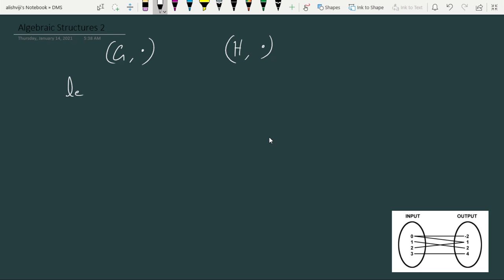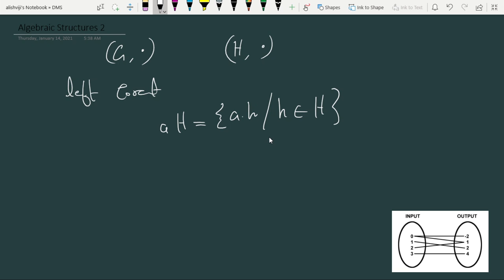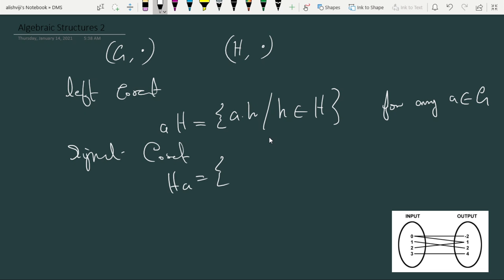Now we define the left coset of H in G, with notation aH, given by the set of all a star h, where h is an element of the subgroup H, and a is an arbitrary element of G. So for any a belongs to G, we can define the left coset aH as the set of all a star h where h belongs to capital H. And in a similar way, we can define the right coset Ha, which is the set of all ha where h belongs to capital H. So that's the concept of left coset and right coset.